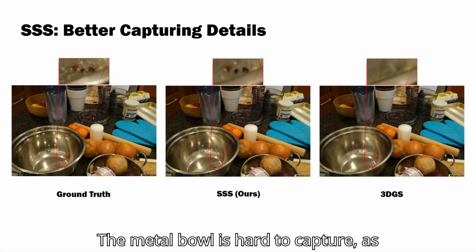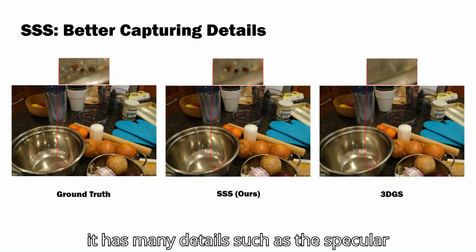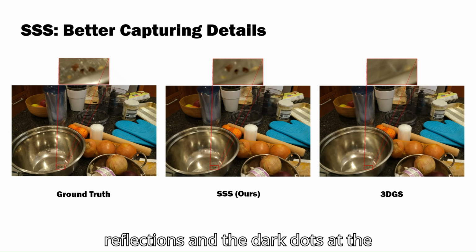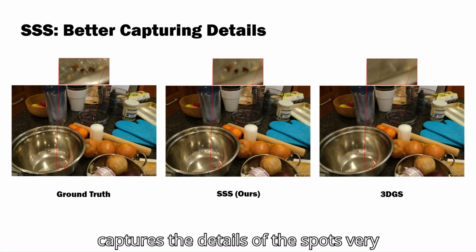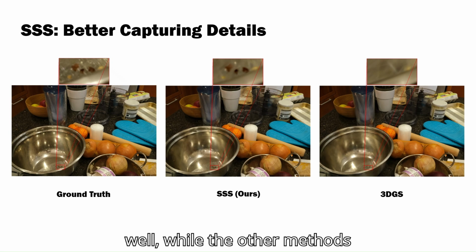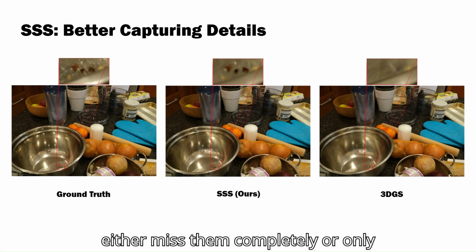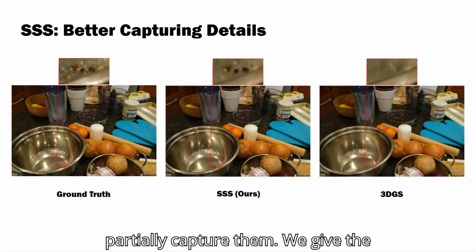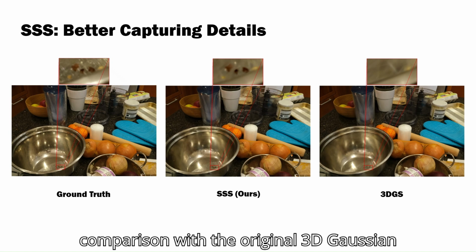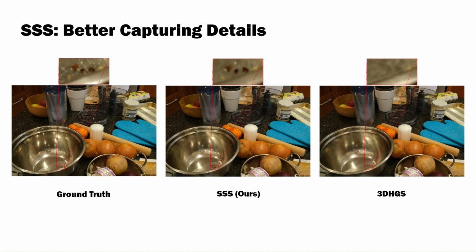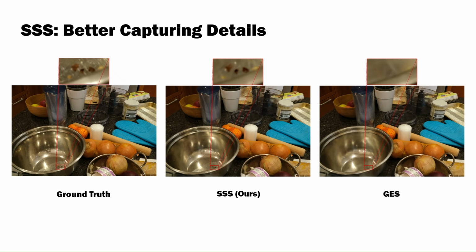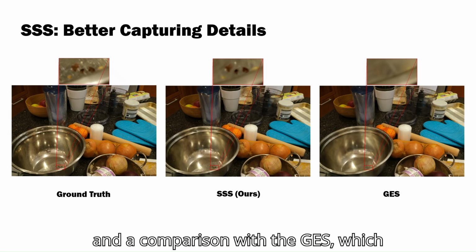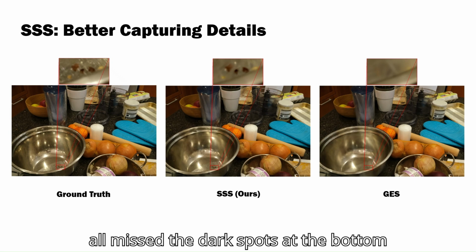The metal ball is hard to capture, as it has many details such as the specular reflections and the dark dots at the bottom. In the enlarged area, one can see that SSS captures the details of the spots very well, while the other methods either miss them completely or only partially capture them. We give the comparison with the original 3D Gaussian splatting. Here is another comparison with 3D HGS, and a comparison with the GES, which all missed the dark spots at the bottom of the metal ball.